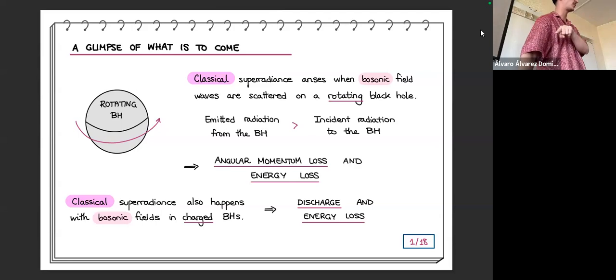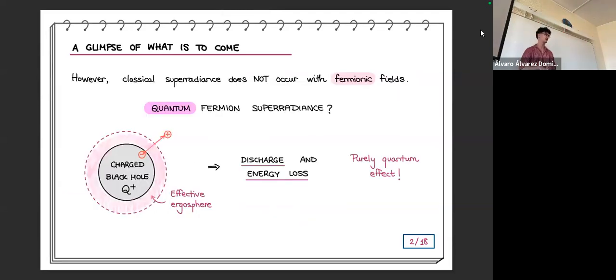What happens if we consider fermionic fields? If we consider fermionic fields, we do not have classical superradiance. We are going to see why later. But then we ask: if we do not have classical superradiance, do we have a quantum counterpart of this phenomenon? Do we have a quantum phenomenon that is quite similar to the classical counterpart? Our answer is going to be yes. In this sense, we are going to find a purely quantum effect that doesn't have a classical counterpart, and that's very interesting.